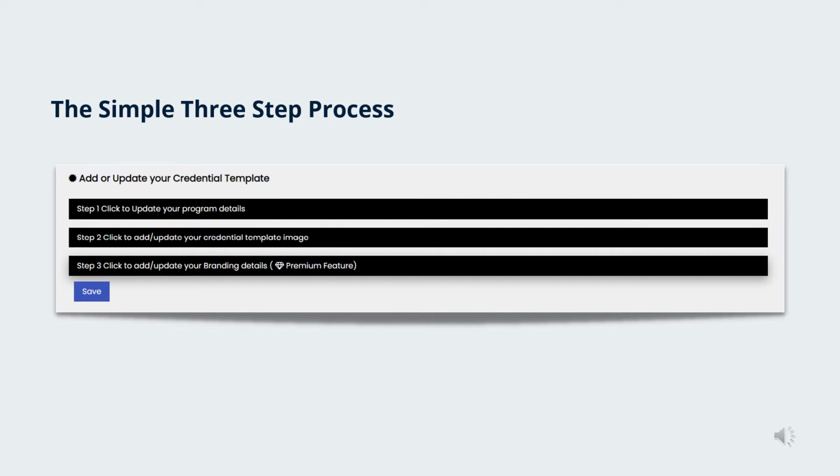Hello guys, we are looking at how to create a credential template. Here is the simple 3-step process. Step 1, update your program details. Step 2, update your design. Step 3, update your branding details.